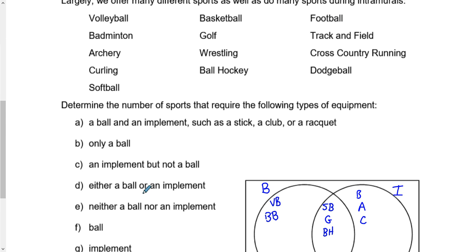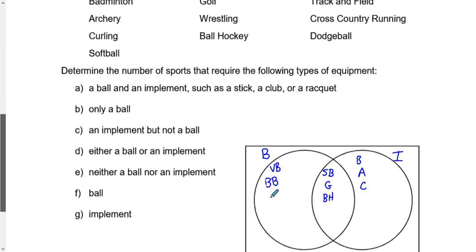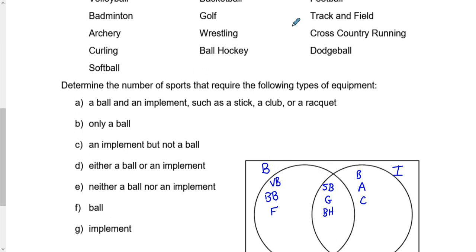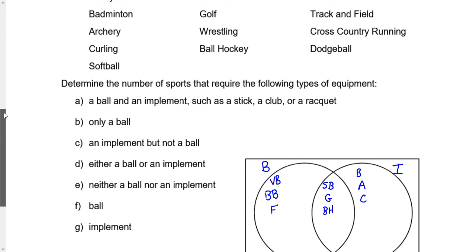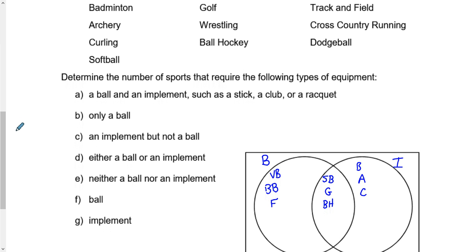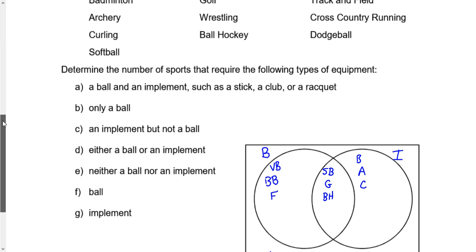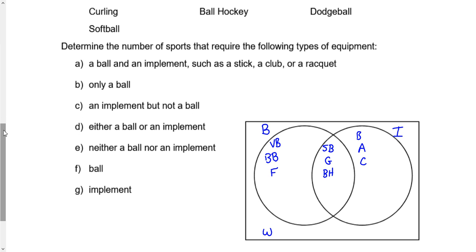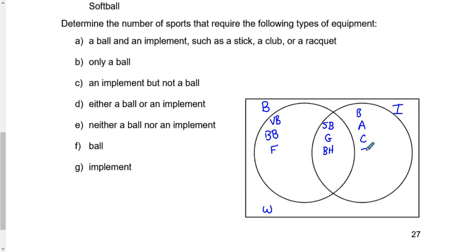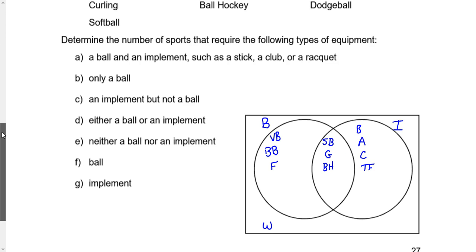Football, it definitely needs a ball, but it doesn't need any kind of extra implement. Track and field, by definition, it doesn't use anything unless you're talking about the field events. So like your javelin, your discus, your shot put. Shot put is not a ball, it's just a big hunk of metal, so it needs an implement, but it doesn't need a ball.